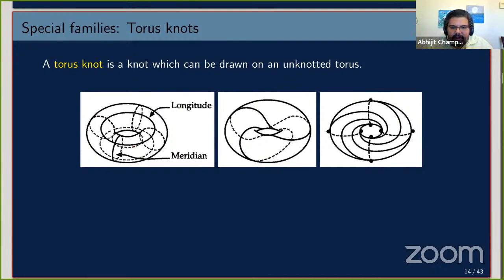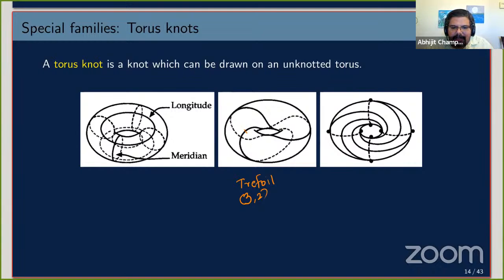Here is the trefoil knot. This is the trefoil, which is just drawn as a torus knot. So it goes three times around the meridian. So 3-2 torus knot. So three times around the meridian. So how do you check that?